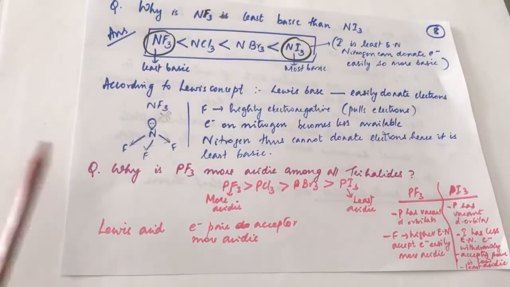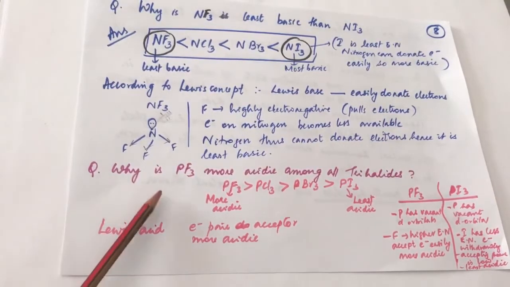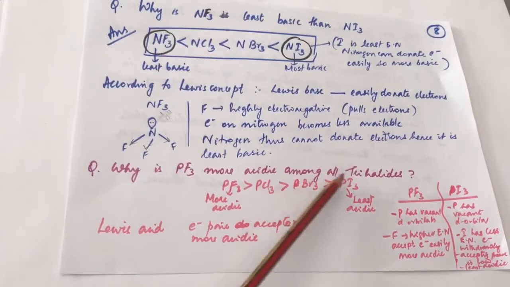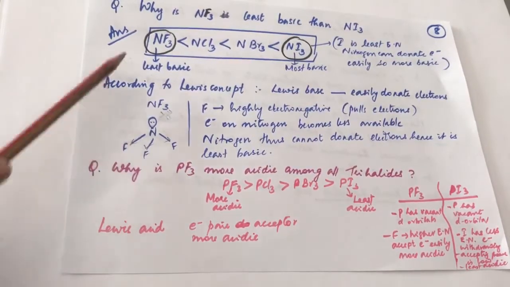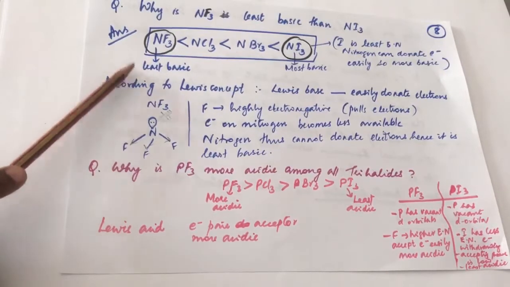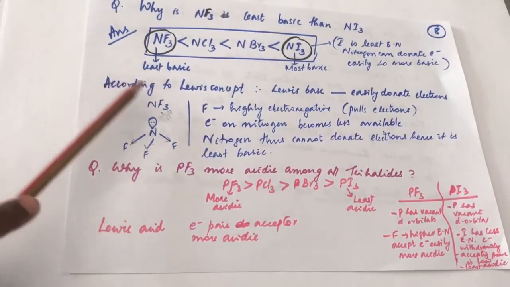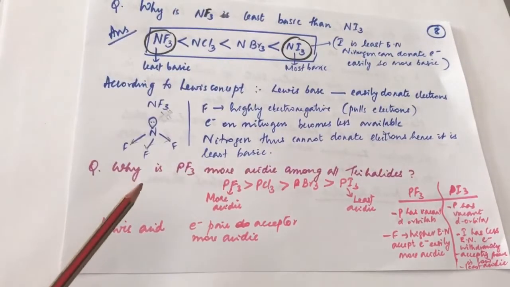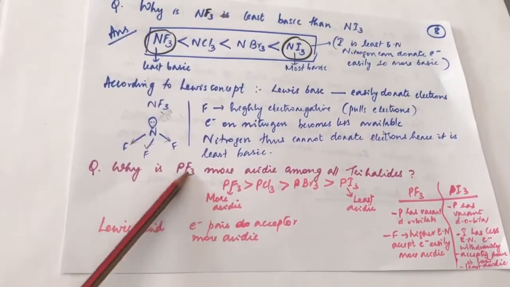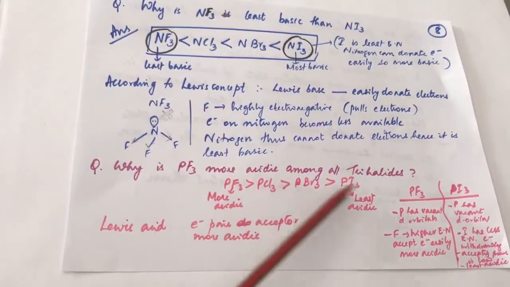Now there is another framing of the question here. Why is PF3 more acidic among all the trihalides? The same question can apply here also. When it is least basic, it is most acidic. I hope you understood. Now how to describe it in the acidic sense? We have taken another example, PF3, more acidic among all trihalides.